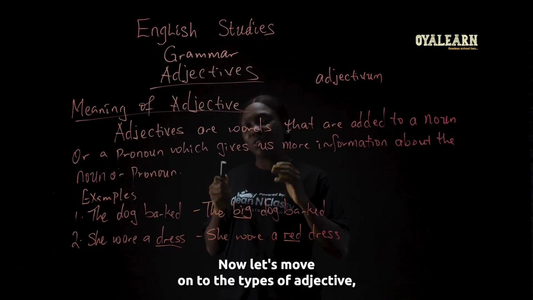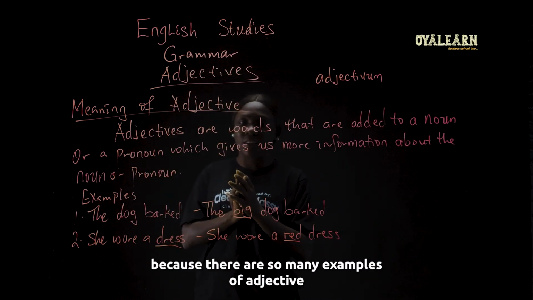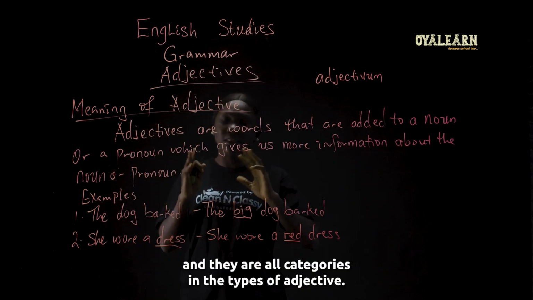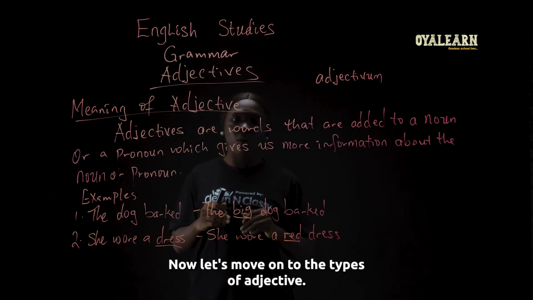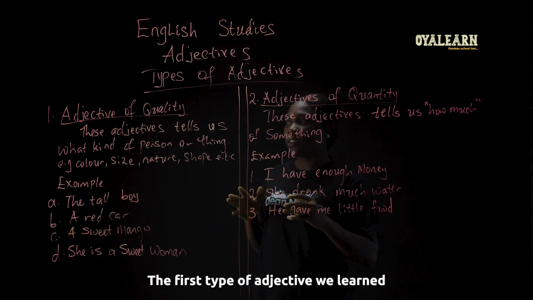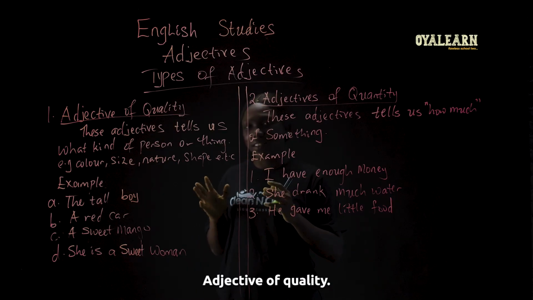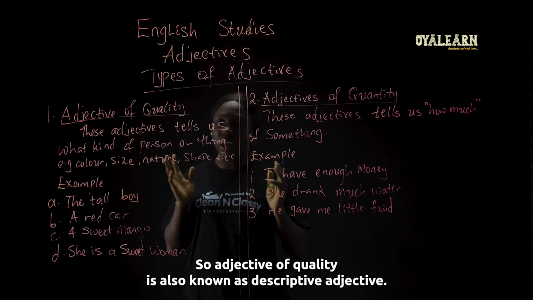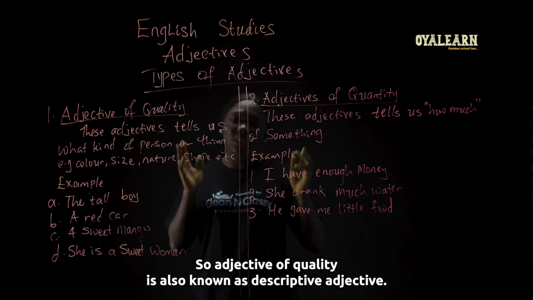Now, let's move on to the types of adjective, because there are so many examples of adjective and they are all categorized in the types of adjective. The first type of adjective we will be learning is adjective of quality. Adjective of quality is also known as descriptive adjective.